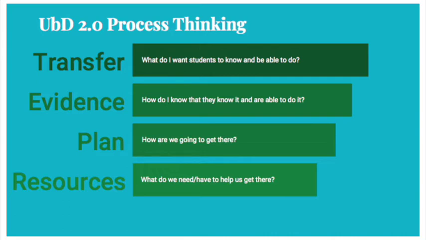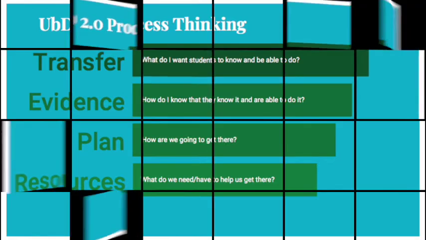It's a thinking process that we all go through, where our primary focus is on what we want students to know and be able to do, what they can take with them from the course and transfer to other contexts. Then we have to ask ourselves the question of how we know that they're able to do it. That's evidence and assessment. Then once we realize what our goals are and how we know that we've achieved them, we come up with a plan of how we're going to get the students there. And then the consideration begins of what resources do we need to help us get there.